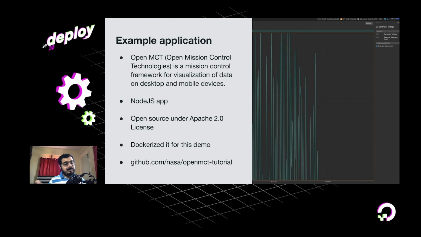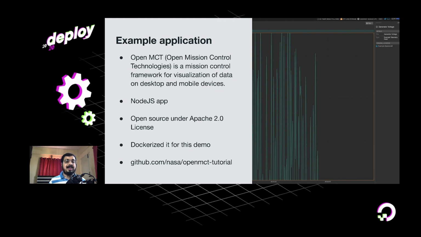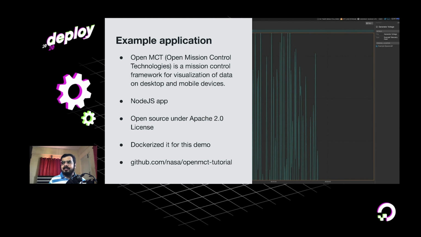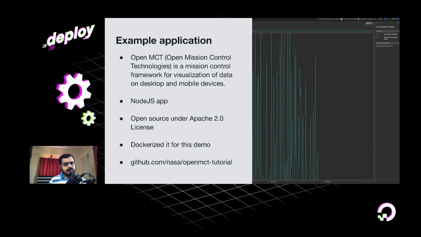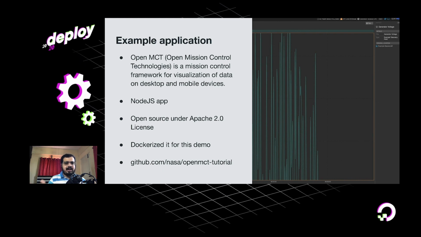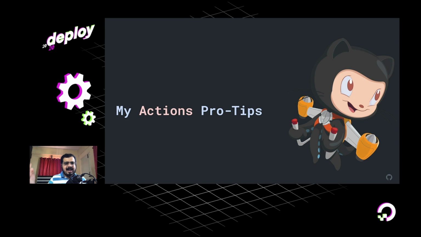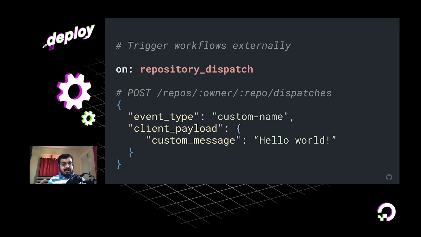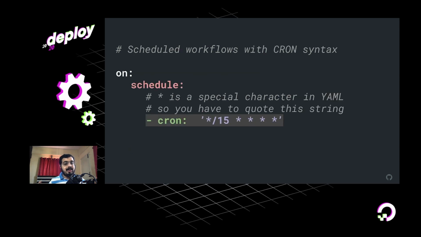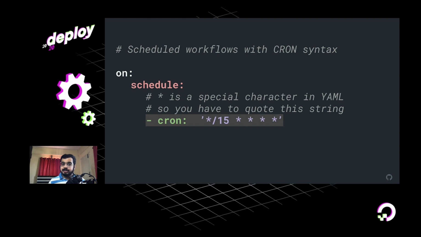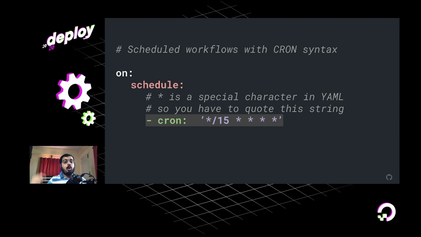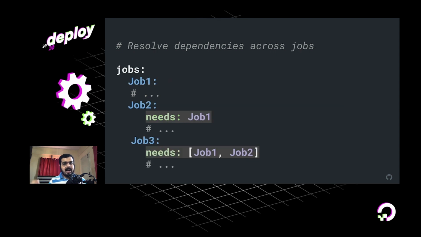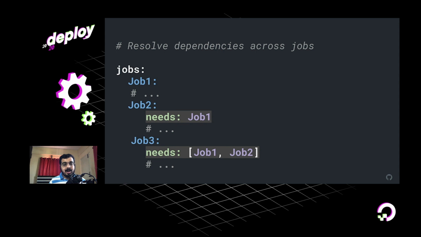And the other thing, which I also mentioned before, is you can schedule workflows with a cron syntax. If there are things that you're doing continuously, for example, every day or every week, like linting across your whole code base or anything like that, which you want to do at a periodic time, you can use cron. One of the other things that we saw in the demo was resolving dependencies across jobs. You saw that the deploy job was running only after the build job because we had mentioned it as a dependency. Similarly, you can resolve dependencies across multiple jobs as well.